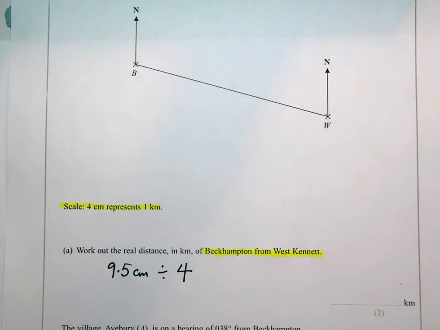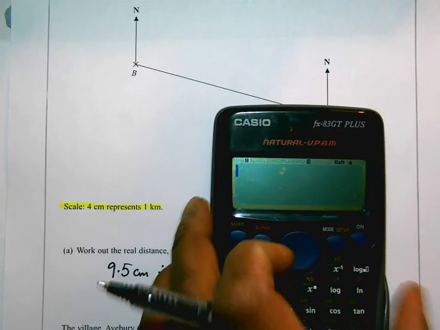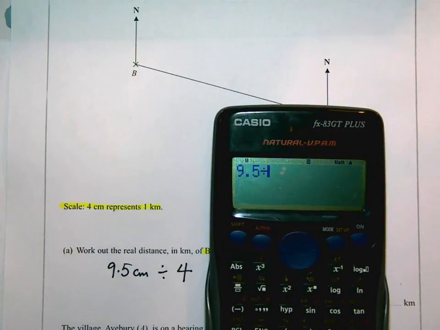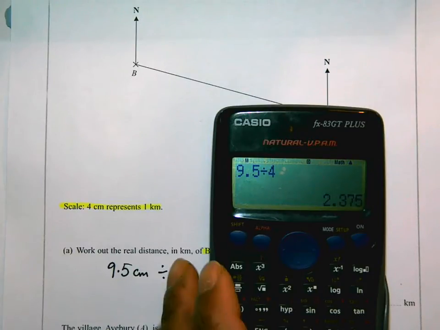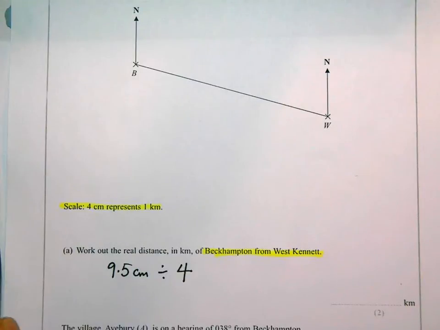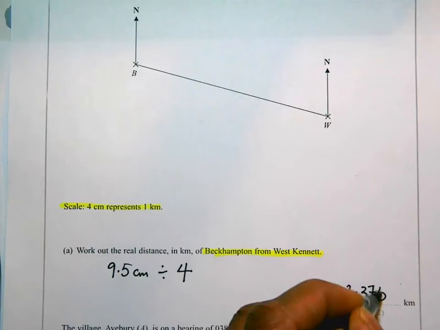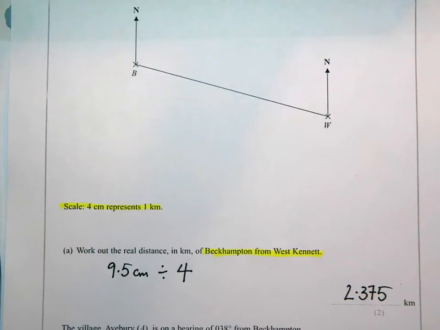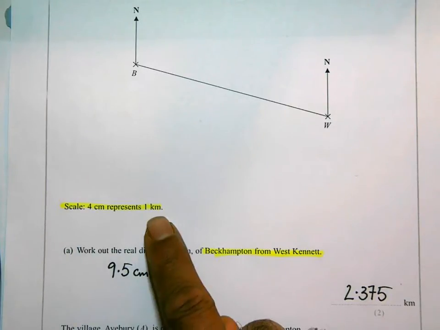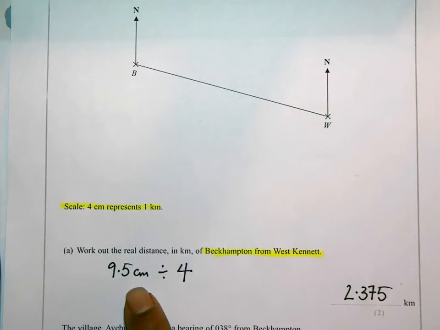So get your calculator. 9.5 divided by 4 equals 2.375, and I'm going to write that down here. 2.375, and that's it. Remember, the scale 4 centimeters is 1 kilometer, so 9.5 centimeters is going to be how many kilometers? 9.5 divided by 4.